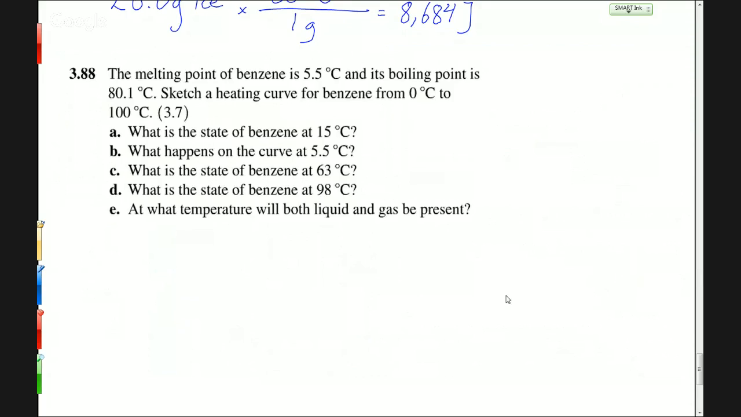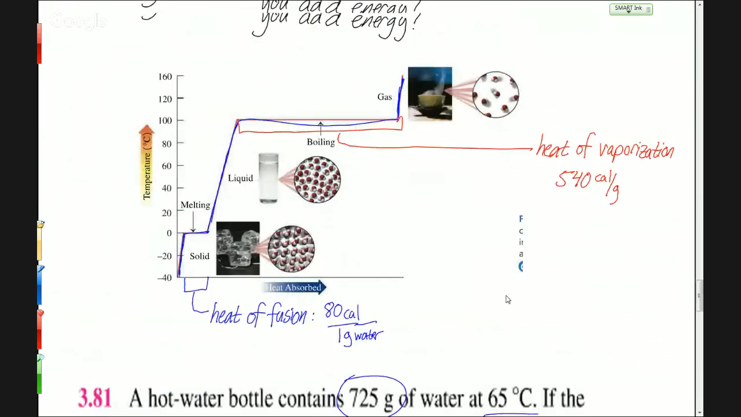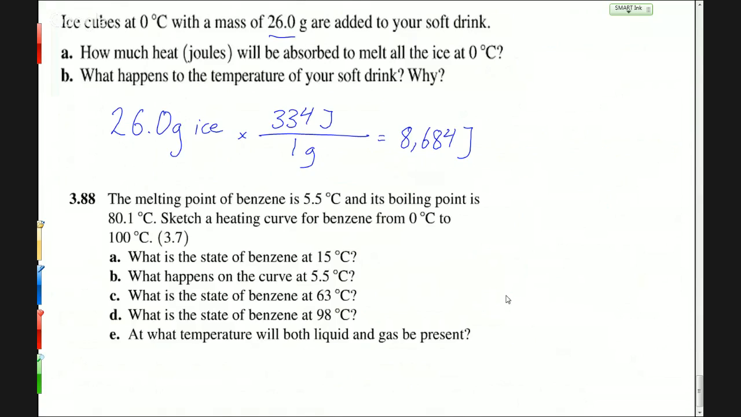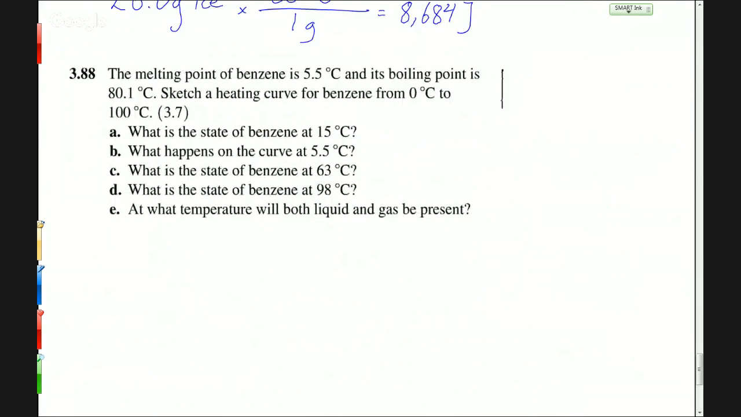So here's benzene. And benzene has a melting point of 5.5 degrees C, so higher melting than water. And a boiling point of 80.1 degrees C, lower than water. Sketch a heating curve for benzene from 0 degrees to 100 degrees. So I want you to try this now. I'm just going to remind you, this is what a heating curve looks like. You're looking at what this thing is doing at each temperature as you add energy in. So the x-axis is heat absorbed, the y-axis is temperature. We can start it together.